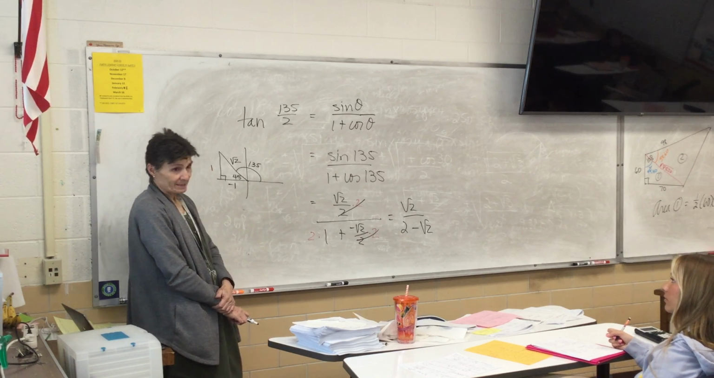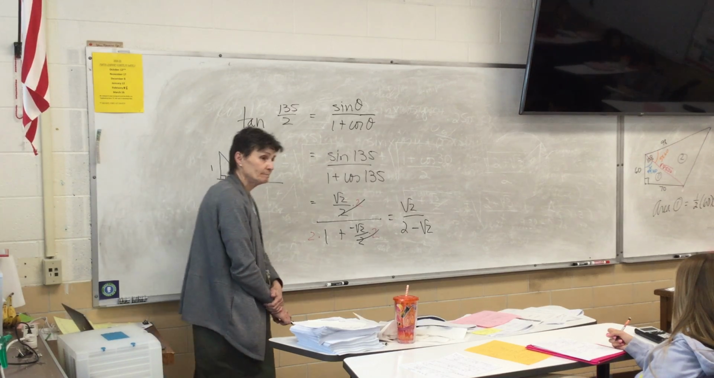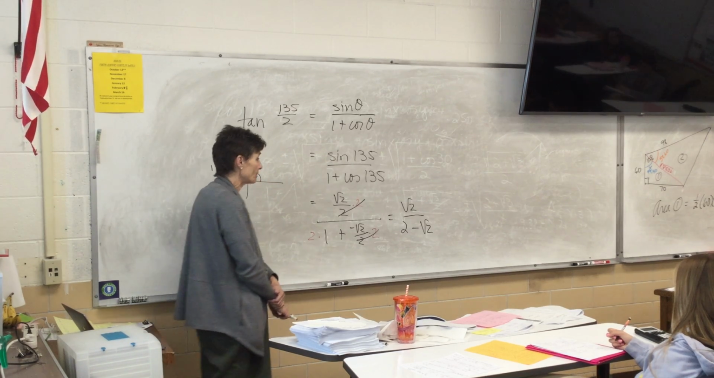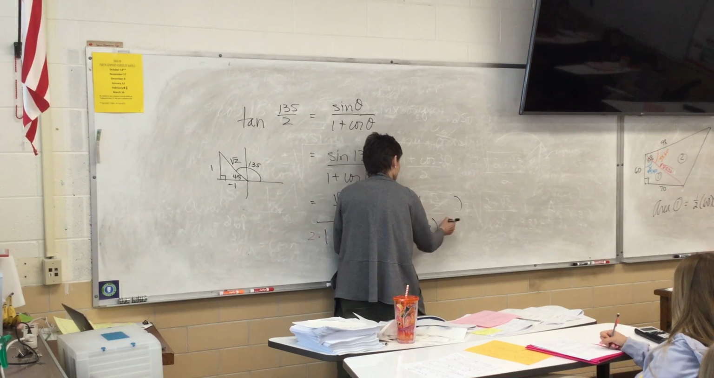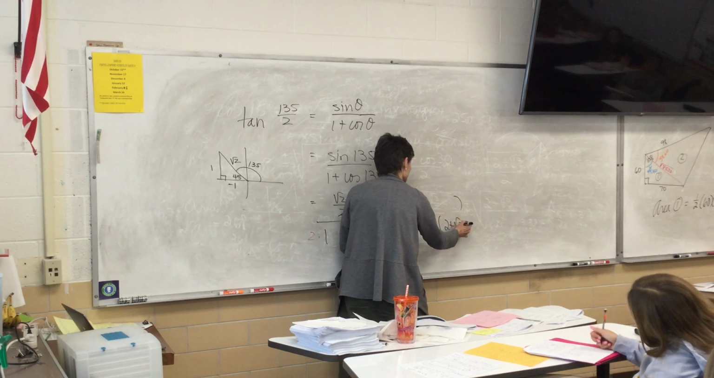It looks better, but it still doesn't look good. What's wrong with it? There's a root 2 on the bottom. There's a radical on the bottom. So to get rid of that, we'll have to multiply by the conjugate, 2 plus root 2.